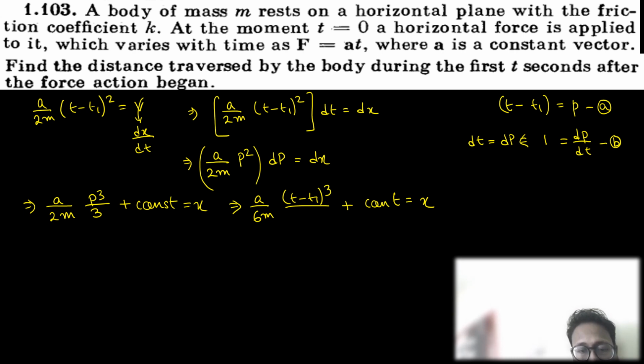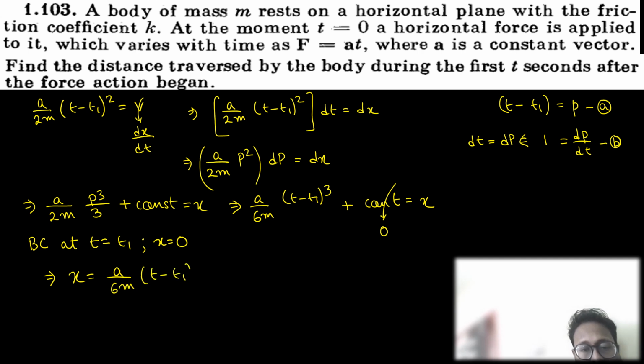What is the value of the constant? See, the boundary condition here: at t is equal to t1, x is equal to 0. When will the motion start? When the value of t reaches t1. So when you put t equal to t1 here, this entire term will become 0 and x will become 0. So the value of the constant is 0. So the displacement x is given by a by 6m into t minus t1 whole cube. This is the displacement at time t.